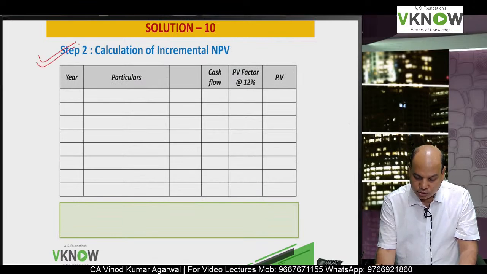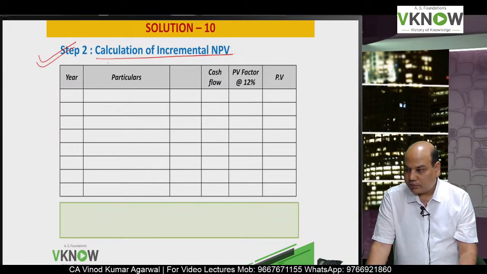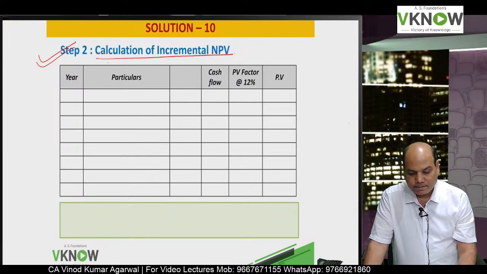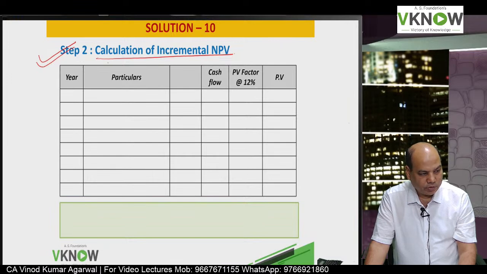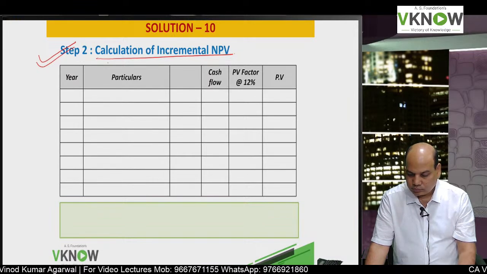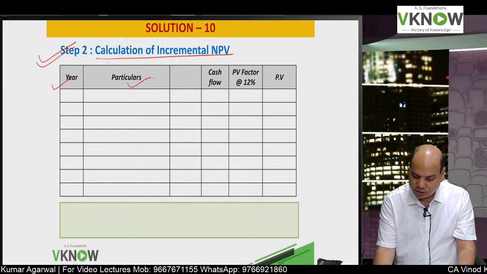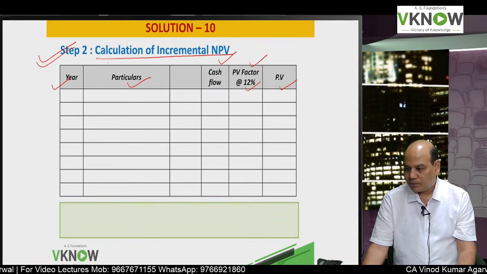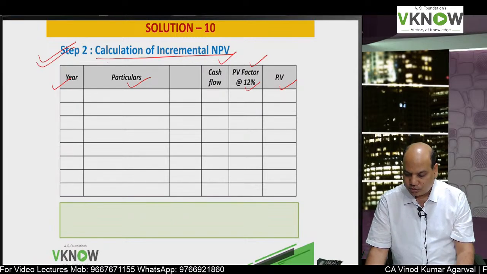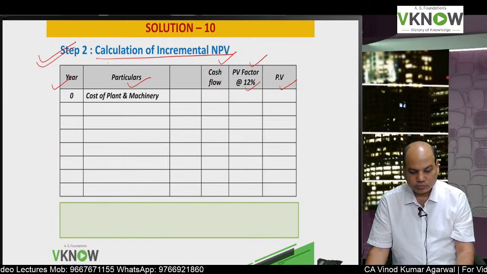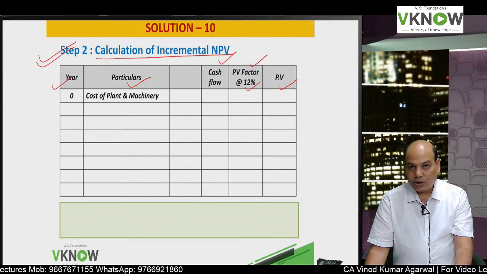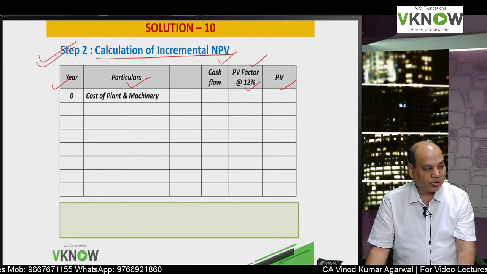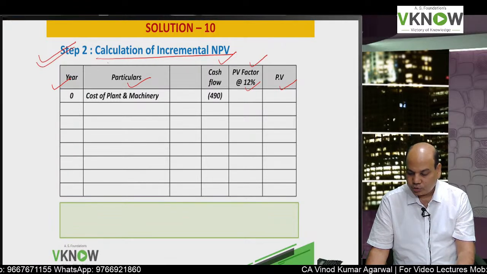So next, step number 2, calculation of incremental NPV. Draw this format: year, particular, cash flow, PV factor at 12% and PV. Usual format. First, year 0: cost of the plant and machinery, 490, given in the problem.